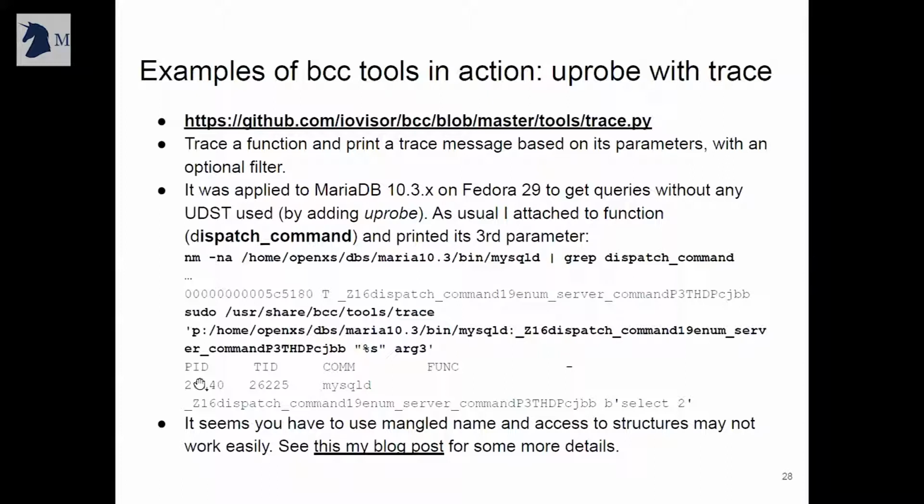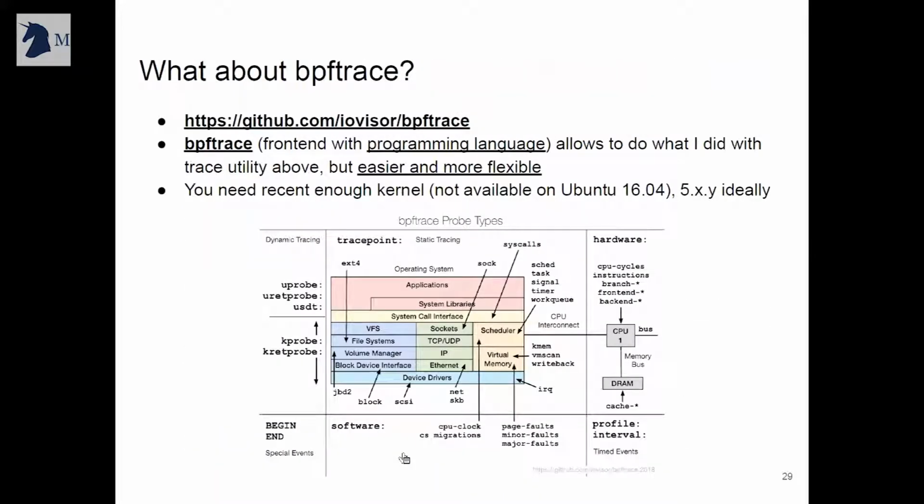Again, I did the same exercise with ftrace and with perf. I captured the statements executed. The syntax is a bit different. We have to use the mangled command name. We have to provide the format as in printf, and we can use function arguments by name: arg1, arg2, arg3. There is a blog post with a lot of details explaining how I did it. There are many more tools, but I will not concentrate on them that much. The last topic for today's talk is bpftrace.